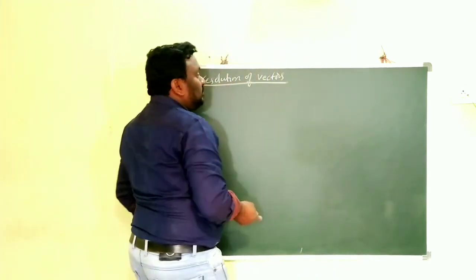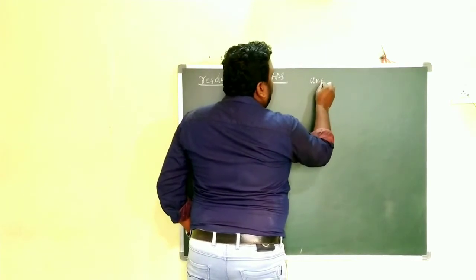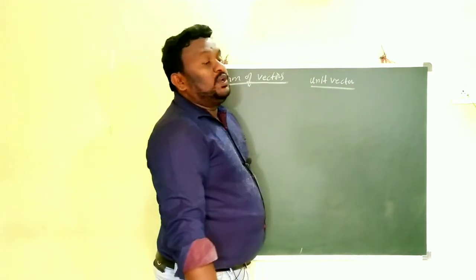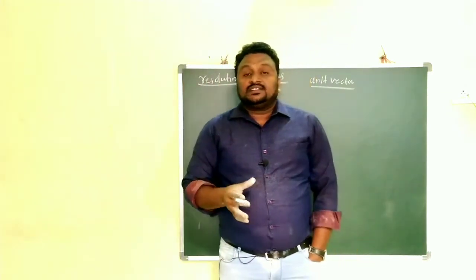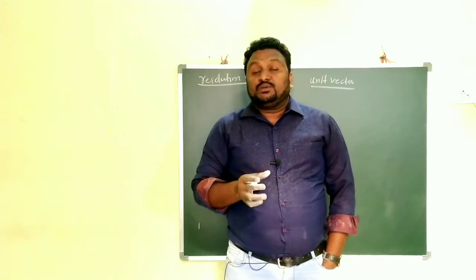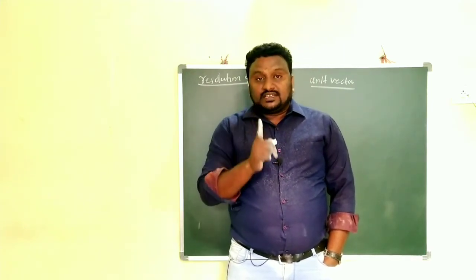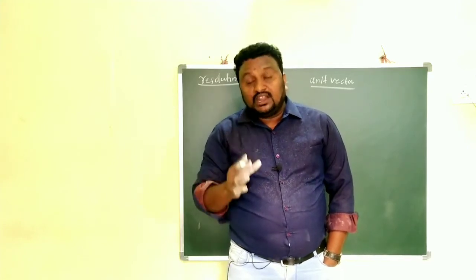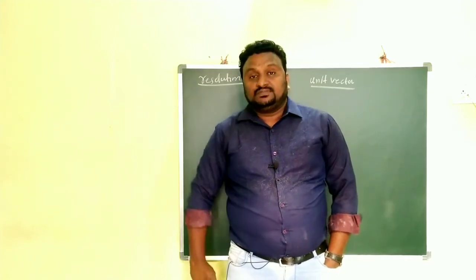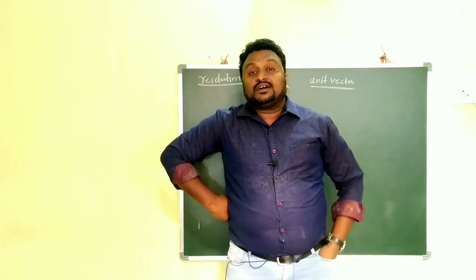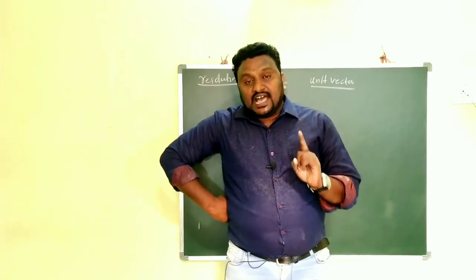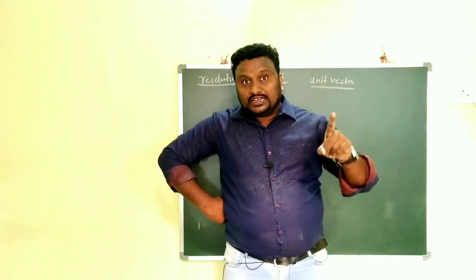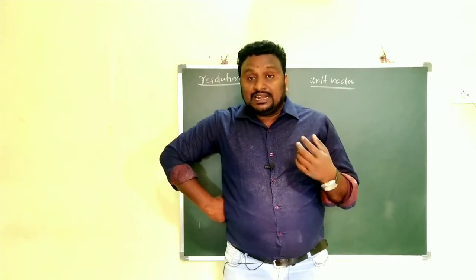Children, for example, what we call a unit vector. A unit vector is a vector having its magnitude equal to 1, and it shows a particular direction. That is called a unit vector. A vector which has magnitude equal to 1 and represents some particular direction.